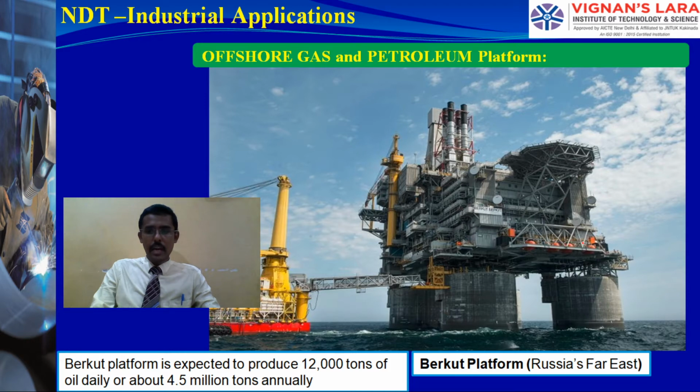A Berkut platform, Russia's Far East. The Berkut platform is expected to produce 12,000 tons of oil daily, about 4.5 million tons annually. See the setup. This is a concrete setup, not a piled setup. This is how they are loaded inside and they start to bore.